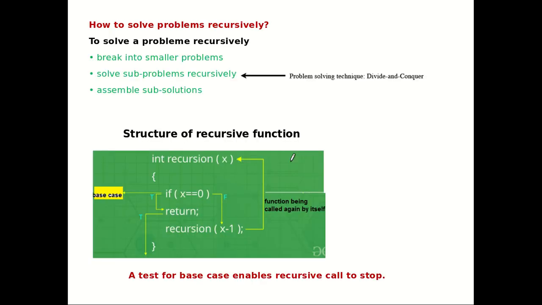So then, how do we solve problems using a recursive function, or recursively? To solve problems recursively, we have to follow these three steps. First, we divide the problem into smaller problems; next, solve the subproblems recursively; and at last, assemble the sub solutions and frame a final result. This process is also called the divide and conquer technique.